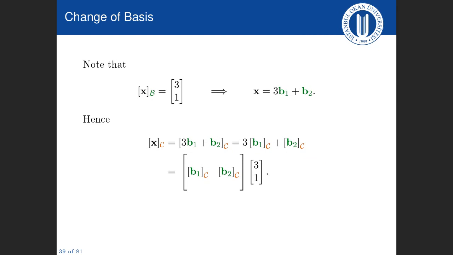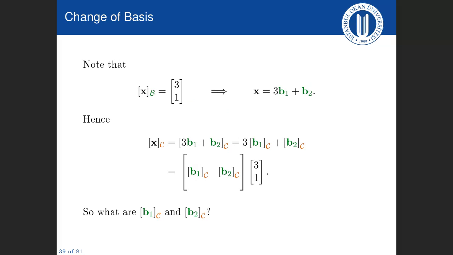Or I could write this as a matrix multiplied by a vector. That's the matrix where the first column is the coordinates for b1 relative to C, and the second column is the coordinates for b2 relative to C, and then multiplied by 3, 1, which of course is what we started with. So to answer this question, we need to know what are the coordinates for b1 relative to C, and what are the coordinates for b2 relative to C.